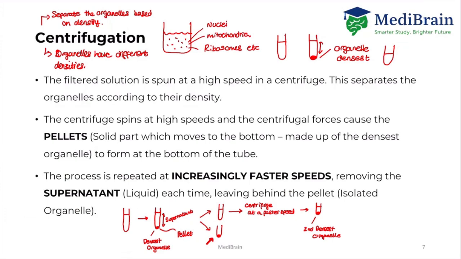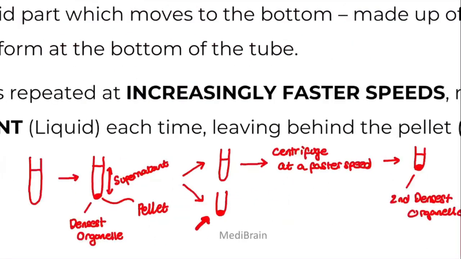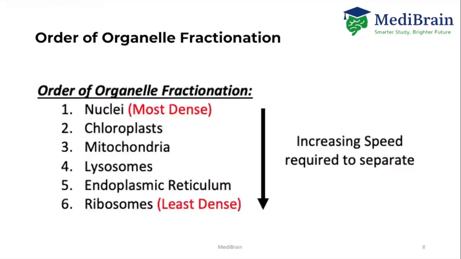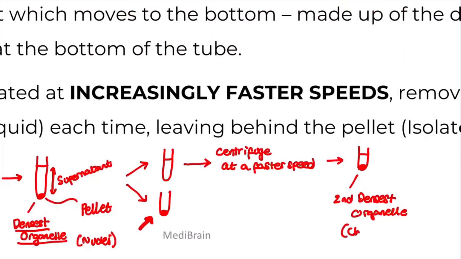Okay, and there's an order in which the organelles go in, the density of organelles, and you need to be aware of the order. Okay, so the order of cell fractionation is as follows. So you have the nuclei. That's the most dense. So over here, when we centrifuge first, the densest organelle that we obtain is the nuclei. That's the heaviest in a cell. And then the second heaviest is the chloroplast. So over here, the second densest organelle that we're going to have is the chloroplast.